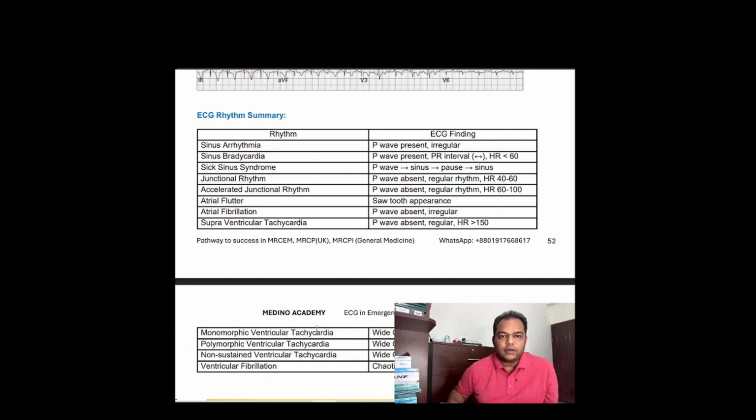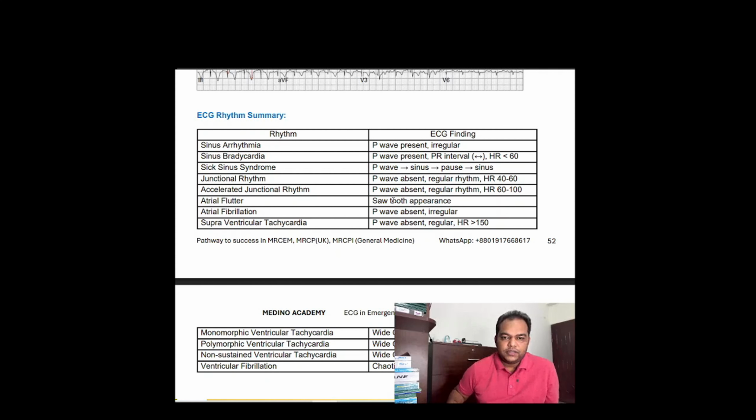Now these are the summary of ECG rhythms. In case of sinus arrhythmia, P waves are present and the rhythm is irregular. In case of sinus bradycardia, P waves are present and the heart rate is less than 60. Sick sinus syndrome, there is sinus pause due to lesion in the SA node. Junctional rhythm is represented by absent P waves, regular rhythm, and heart rate of 40 to 60. When the heart rate is 60 to 100, it is called accelerated junctional rhythm.